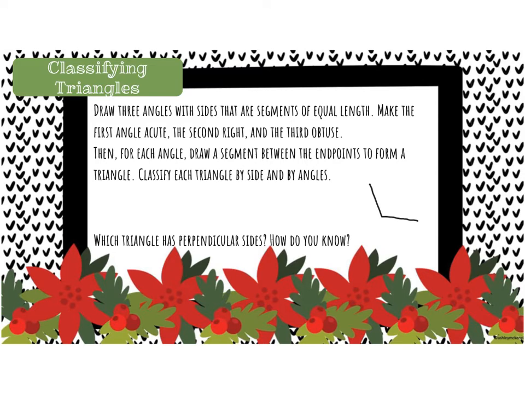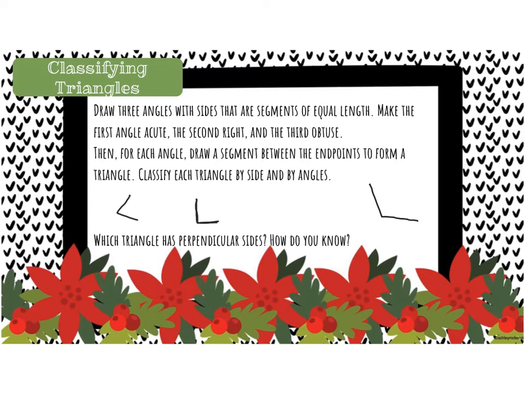So you've got three angles. The first angle is going to be acute. Anybody have an acute angle on their board? Good. I want one acute angle. The second is going to be a right angle. Mine aren't very straight, sorry. And the third is going to be obtuse. I drew my random obtuse one over there off to the side first. For each of those angles, I'm going to draw a segment. What's a segment again?